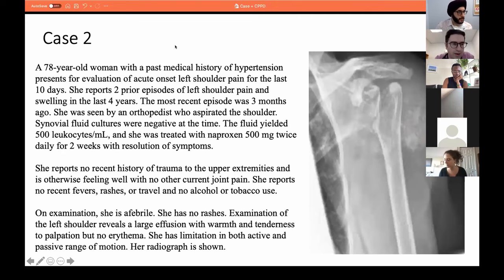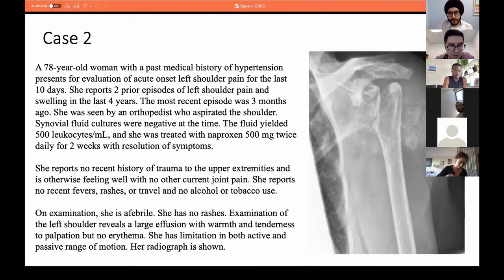All right, so we have a 78-year-old woman with a past medical history of hypertension presenting for evaluation of acute onset left shoulder pain for the last 10 days. She reports 2 prior episodes of left shoulder pain and swelling in the last 4 years. The most recent episode was 3 months ago. She was seen by an orthopedist who aspirated the shoulder. Synovial fluid cultures were negative at that time. The fluid yielded 500 leukocytes per milliliter, and she was treated with naproxen 500 milligrams twice daily for 2 weeks with a resolution of symptoms.